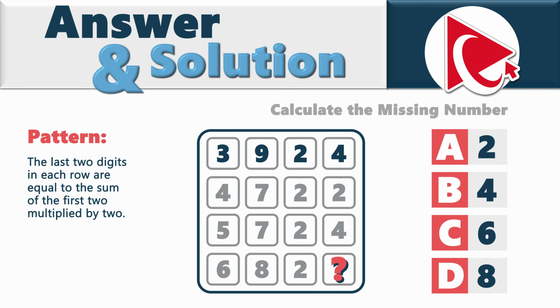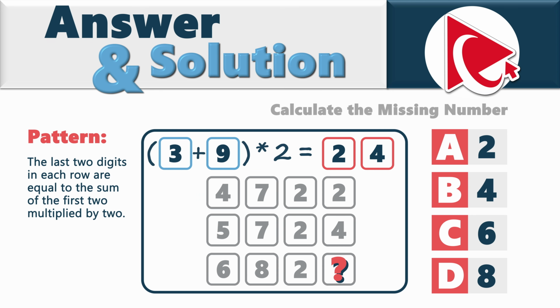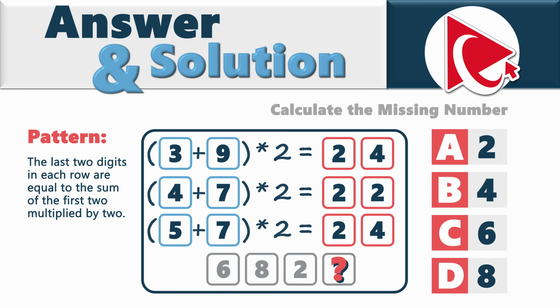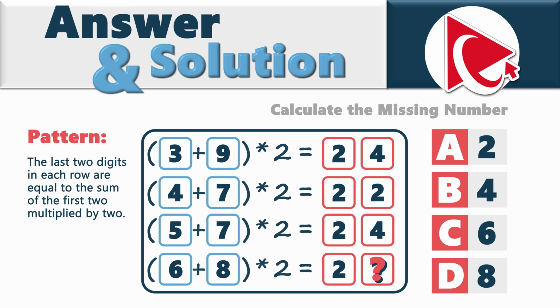The first row has numbers 3, 9, 2, and 4. 3 plus 9 equals 12, multiplied by 2 equals 24. Let's look at the other rows. 4 plus 7 multiplied by 2 equals 11 multiplied by 2 and equals 22. 5 plus 7 multiplied by 2 equals 24. And then the last row where we calculate the missing number, where 6 plus 8 multiplied by 2 equals 28.